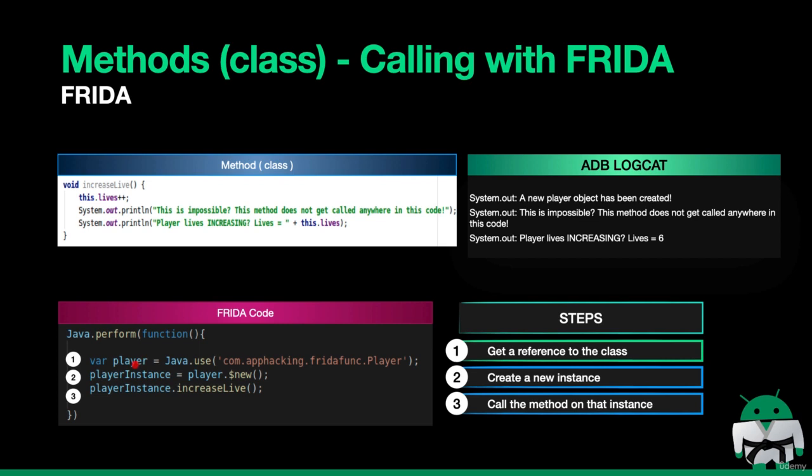It looks as follows. We are getting a new player class reference, and then we are creating a new player instance variable over here. This instance variable will be created out of this class reference and the new operator. So by calling the class reference $new, we are creating a new instance. By having this new instance, we can then simply call this method by having the instance name dot the method name. And on the right, we can see the ADB logcat output over here: system out player lives increasing, lives now equals 6.